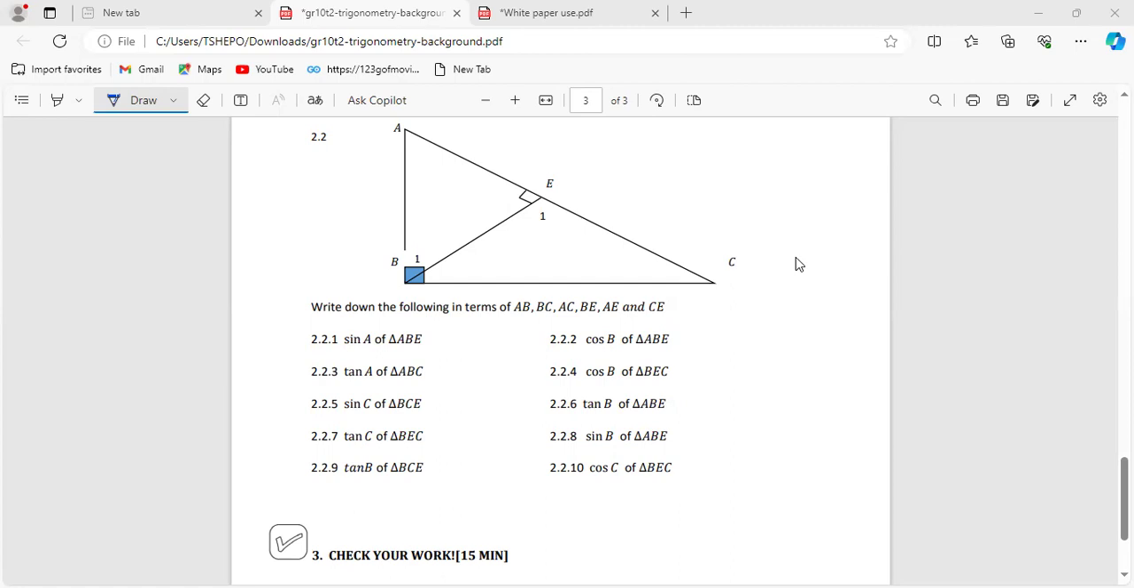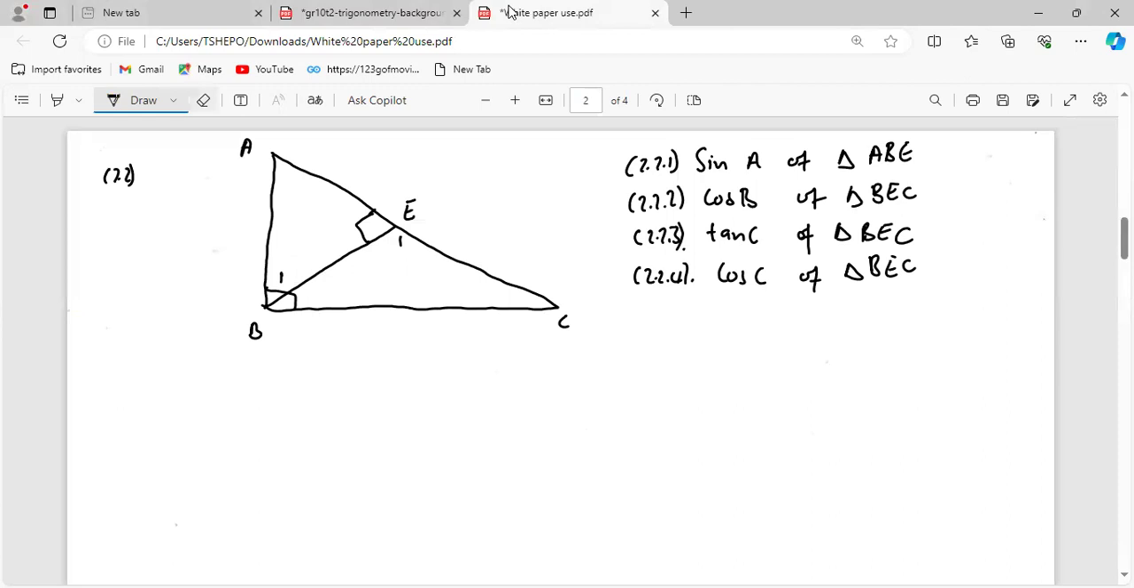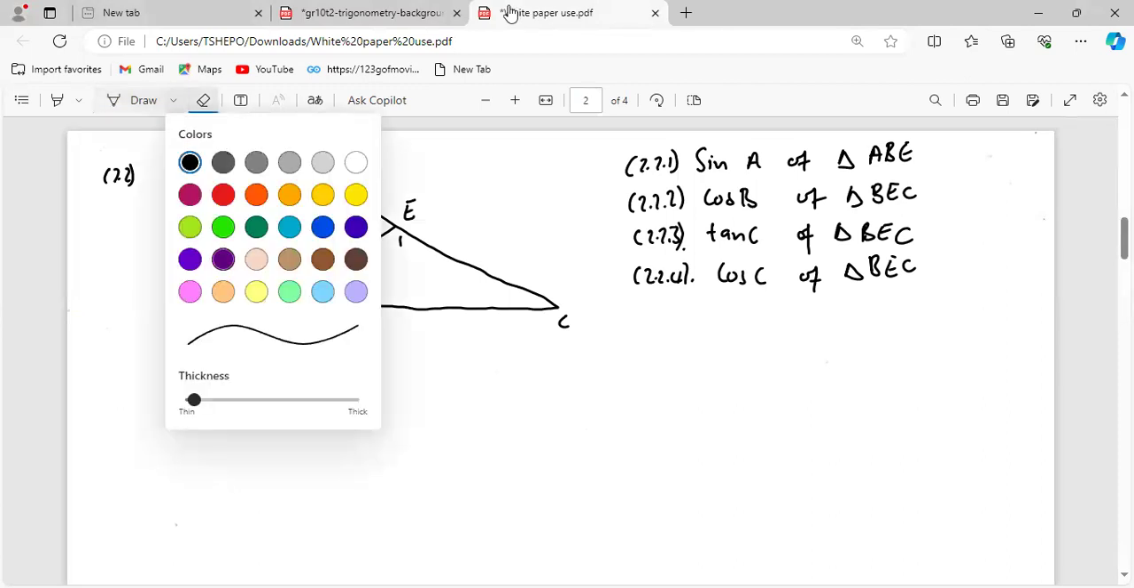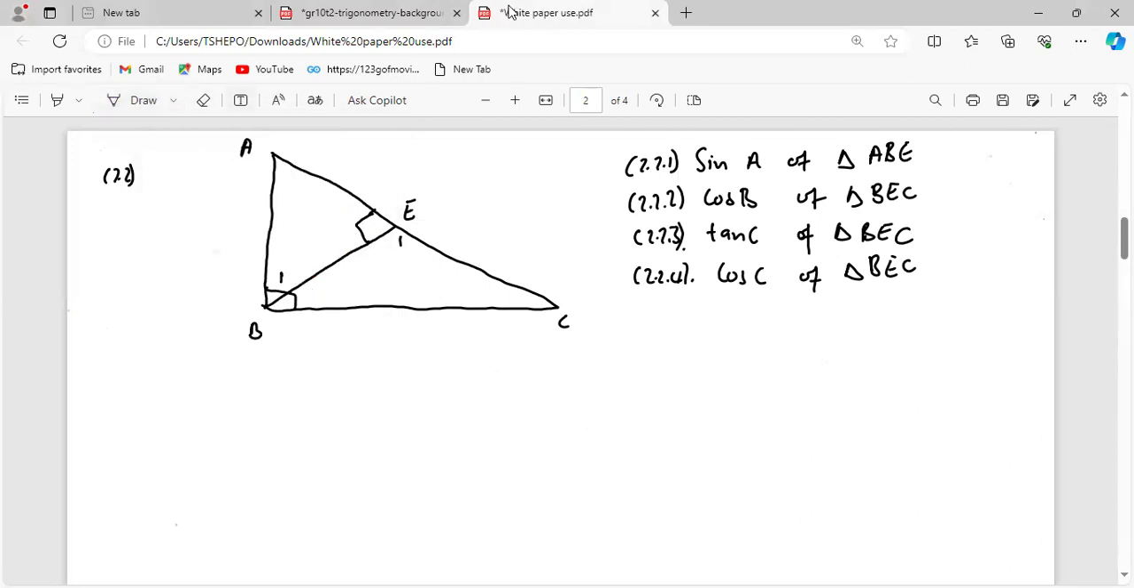Okay. So now the first question says to us, 2.1, sine A of ABE. I'm not going to do all of these questions. You can do the remaining questions for your practice. I'm just going to do a few of them. So the questions that I choose to do are these ones over here. Right. So now let's start with the first question.